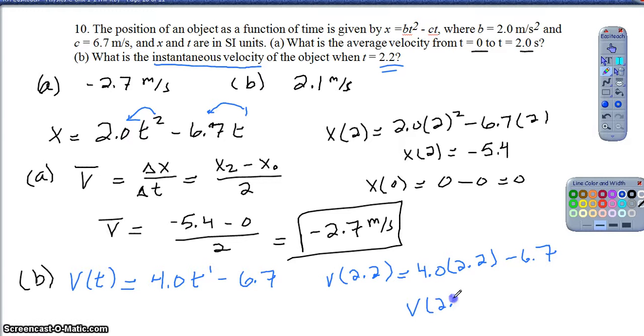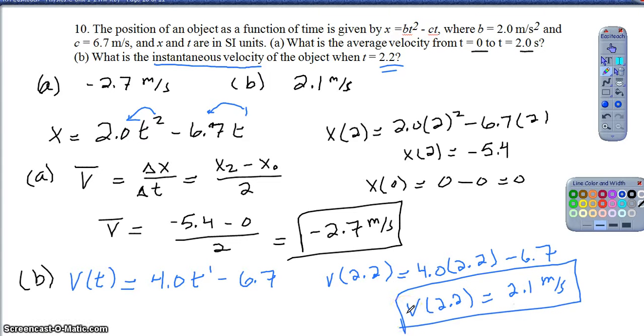So when I plug that in, the velocity at 2.2, that's where I got 2.1, and hopefully I calculated that right, but I believe I did. 2.1 meters per second, and it did work out to be positive, so I'm leaving it as positive. Okay, so big difference on this question. The big thing I do need you guys to be very comfortable with is the key difference between the average velocity and the instantaneous velocity.